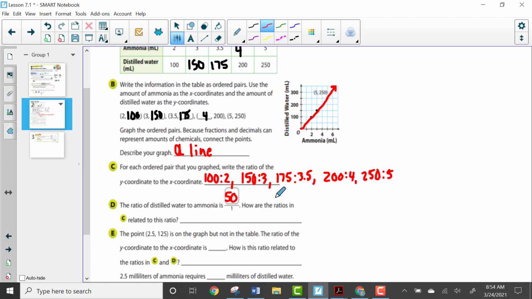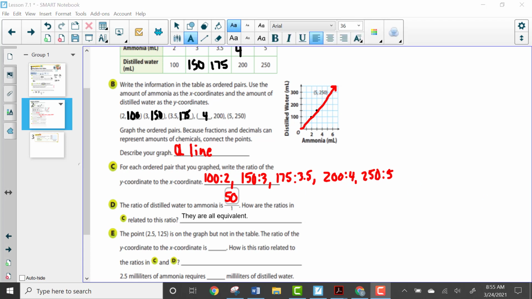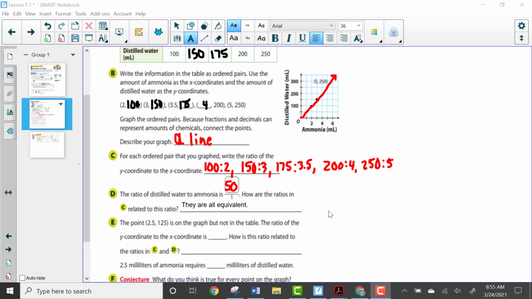How are the ratios in C related to this ratio? Okay, so we can see that they are all equivalent. And how do we know that they're all equivalent? If you take 50 to 1 next to any of these, you can multiply both terms by the same number and you would get any of these ratios. So if we took 50 to 1 and compared it to 200 to 4, we can multiply the 50 by 4 gives us 200. The 1 times 4 gives us 4. So that would mean it would be an equivalent ratio.